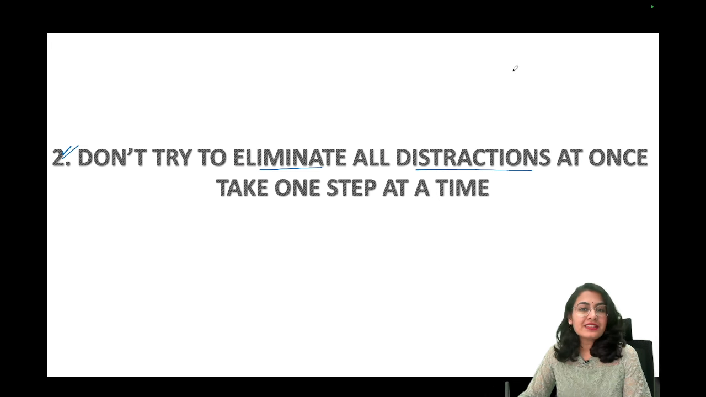So this is not how it works. You cannot eliminate all the distractions from your life because it is always going to be there. So you have to keep a balance between distraction and work and learning. All right, how to create a balance? You can only create a balance if you don't eliminate all the distraction. You know, distractions are like drugs.